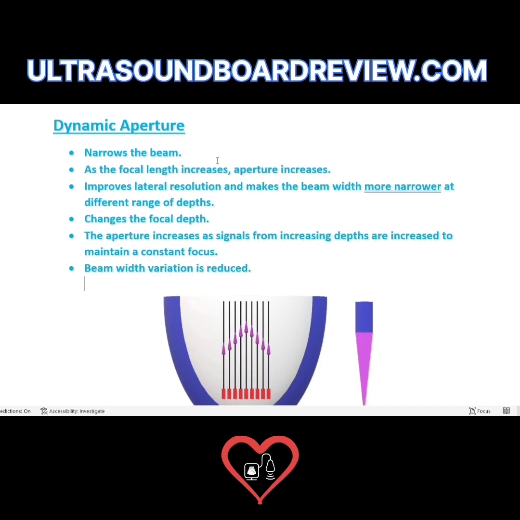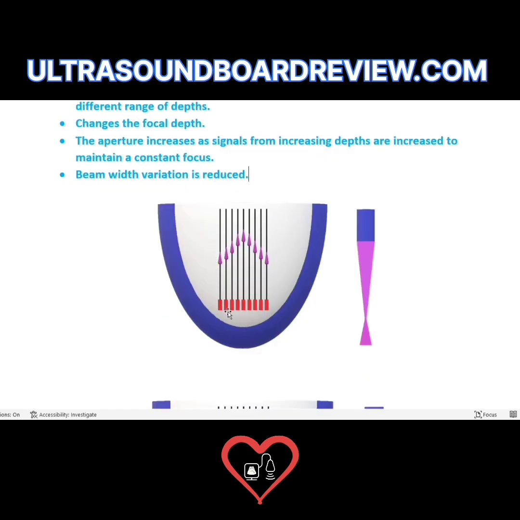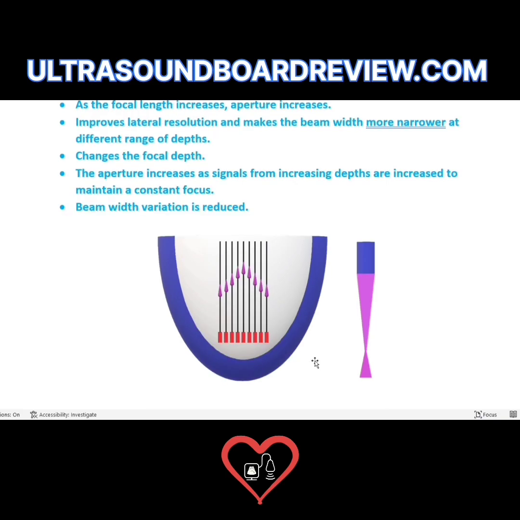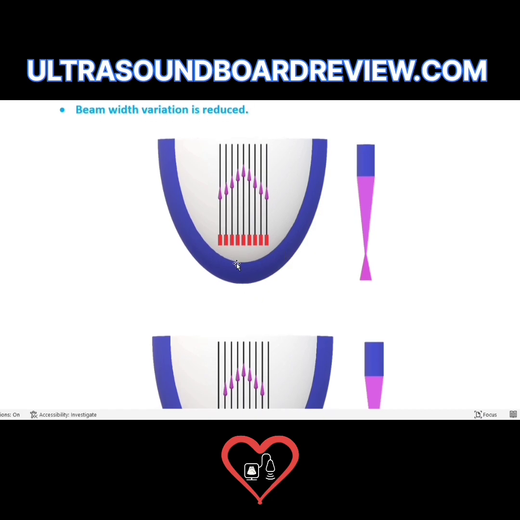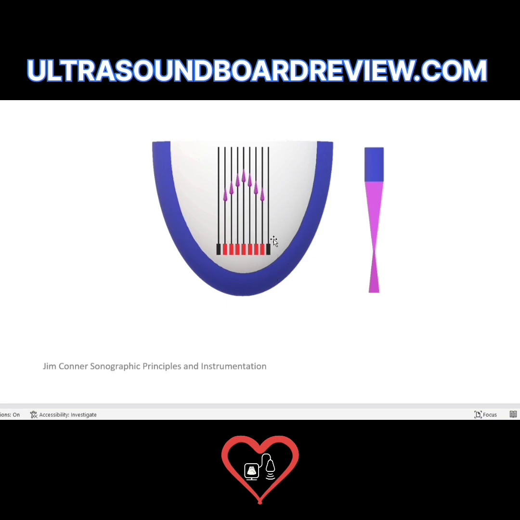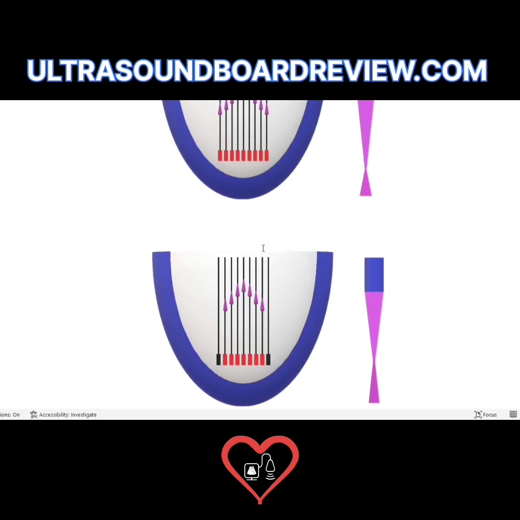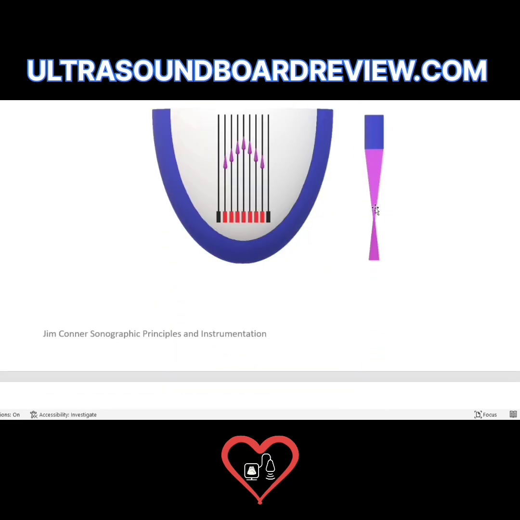What happens in dynamic aperture is that as the focal length increases, the aperture will increase. In this diagram, you can see that there are a number of red rectangles. Each of these represents a crystal. The aperture increases as the signals from the increasing depths are increased to maintain a constant focus. So it'll change the focal depth based on the number of crystals being used. In this diagram, the outer crystals are shut off, thus resembling a smaller crystal compared to this one when they're all combined, which will shorten the near field length or the focal depth.